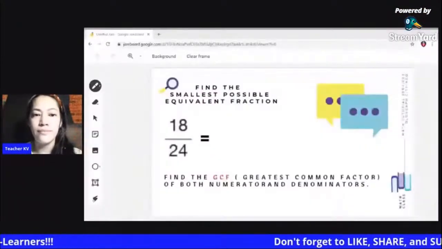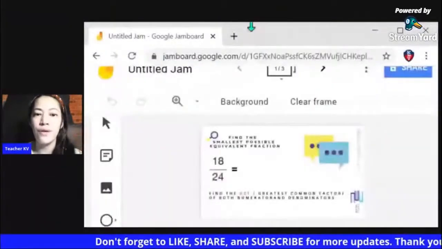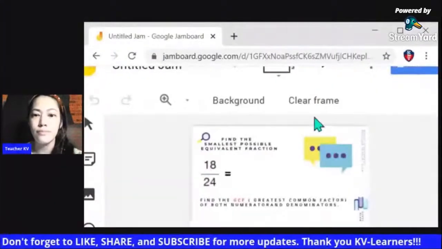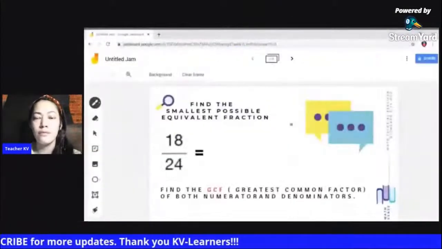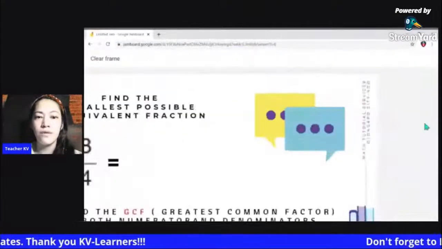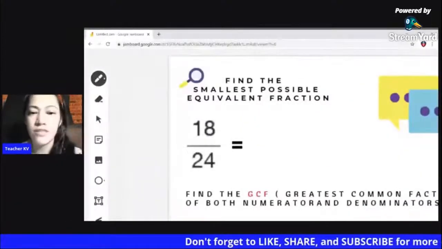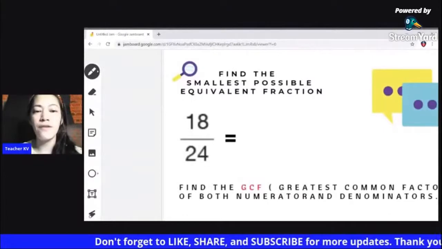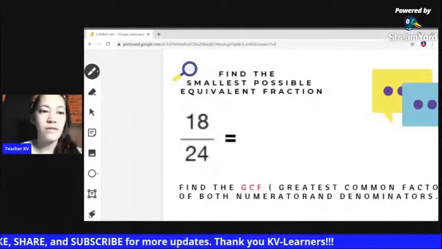So, here we have 18/24. Find the smallest possible equivalent fraction, by finding the GCF using the factoring method.